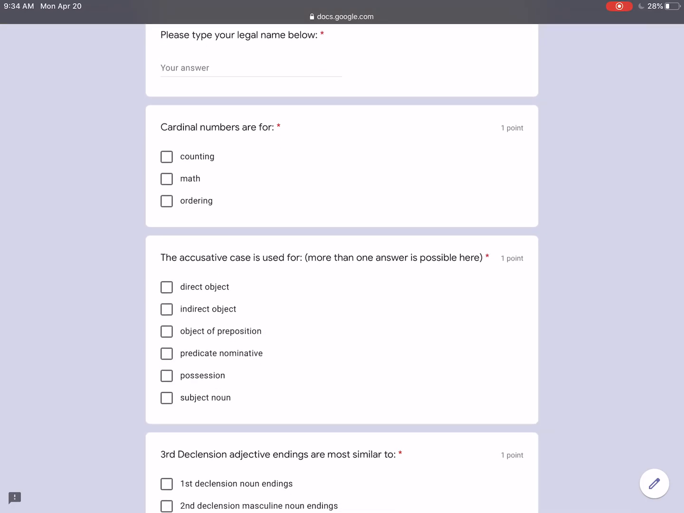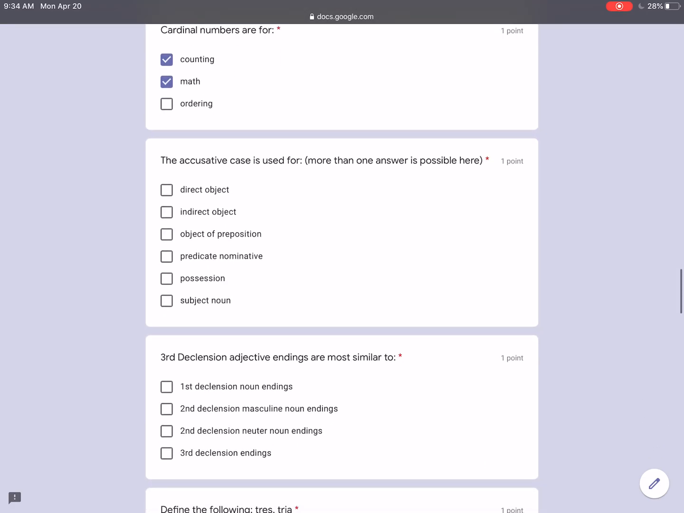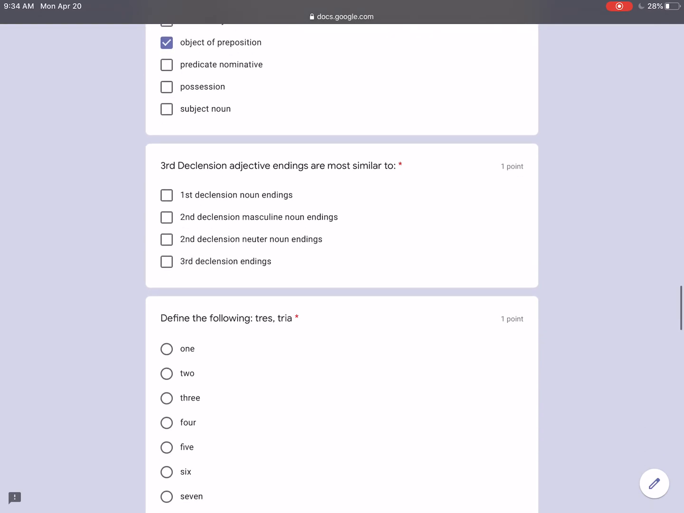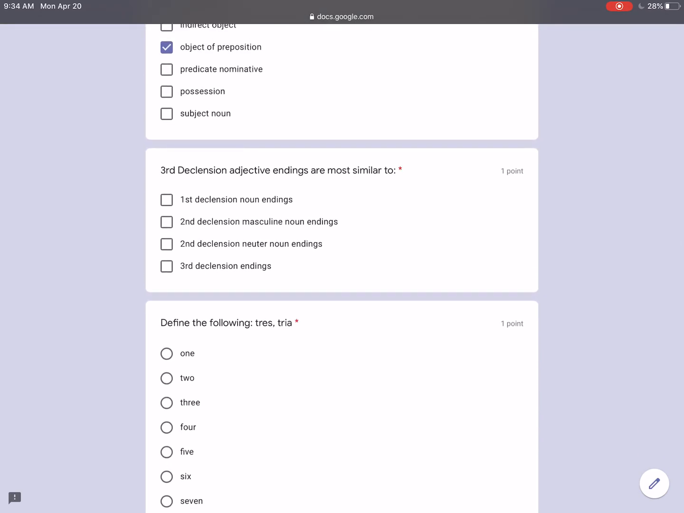A couple of you missed this one. Some of you got counting. Some of you did not select math. Math was one thing that cardinal numbers can be used for. The accusative case is used for, there's two answers possible here, direct object and the object of the preposition. Third declension adjective endings are most similar to third declension endings. That makes sense.